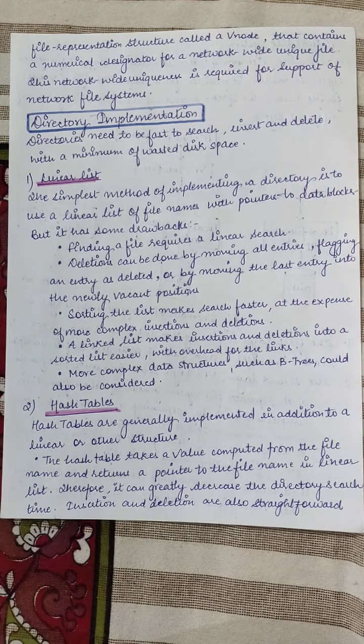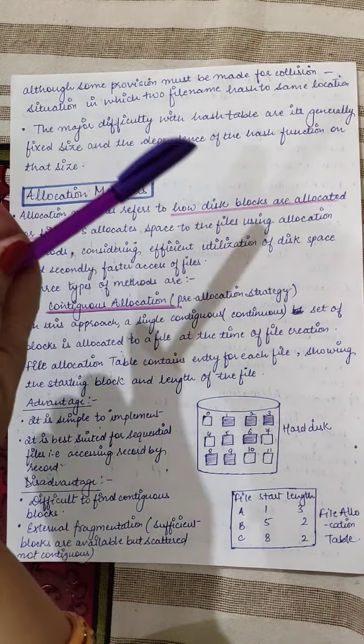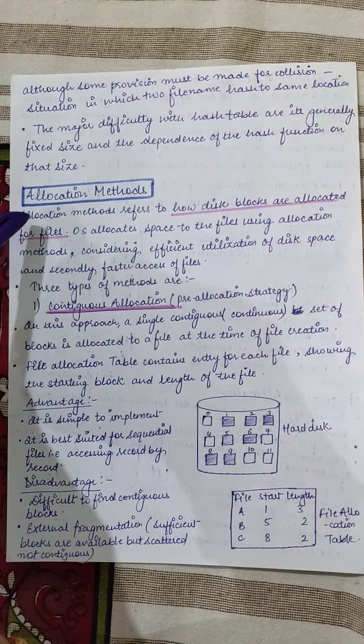The major difficulty with hash tables is that the table size is generally fixed, and the dependence of the hash function on that size. So these are the two drawbacks which you have to take care of if you are trying to implement the directory structure using hash tables.